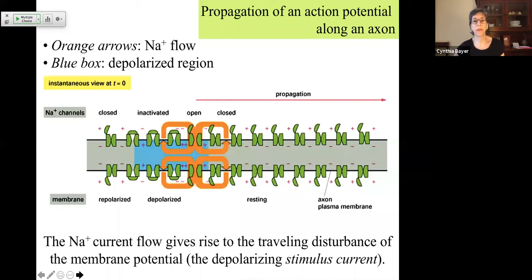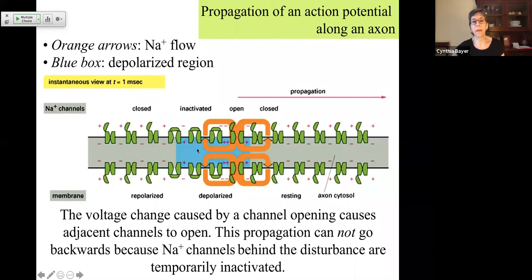So our next slide is we're going to move in time, a millisecond in time, and notice our depolarized region in blue will be moving to the right, meaning that the sodium ion channels that had been open will now be in the inactivated state. The sodium ion channels that had been inactivated will be in the closed state. The sodium ion channel that had previously been closed will be in the open state, right? Because sodium ions had been diffusing into the cell from the neighboring sodium ion channel that had previously been open.